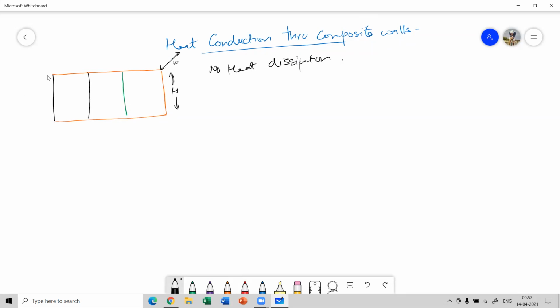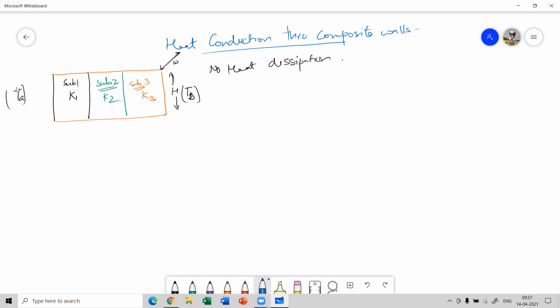And let's say on this side of the wall, the ambient temperature is TA, and on this side of the wall, the ambient temperature is TB. Let's say this is substance 1. The wall is made up of substance 1. The second part of the wall is made up of substance 2, and the third part is made up of substance 3. So there are 3 different substances, each having different thermal conductivity, K1, K2 and K3.